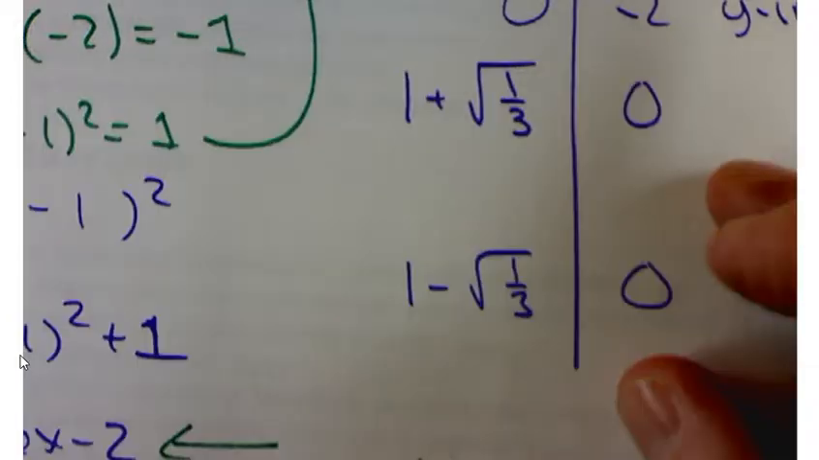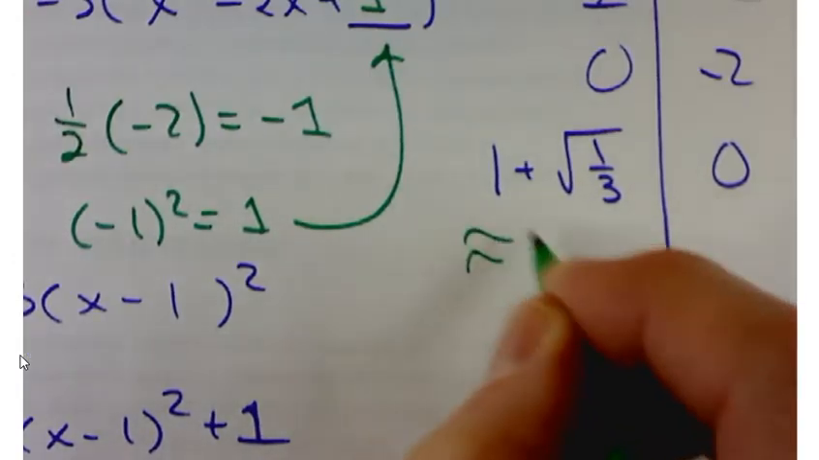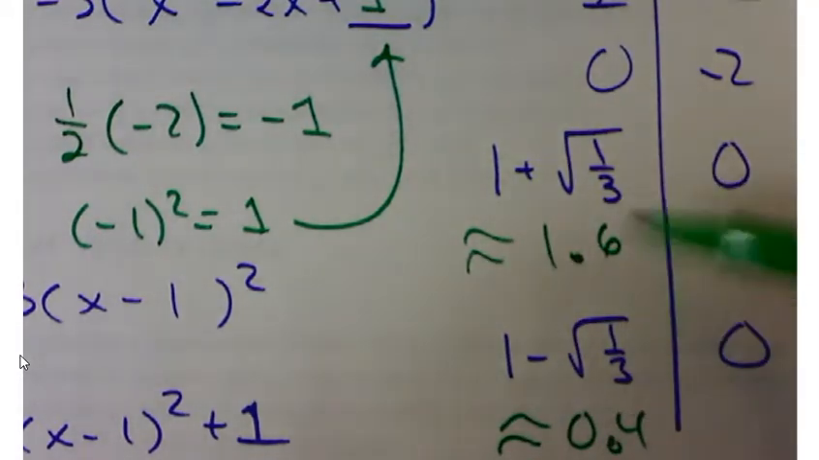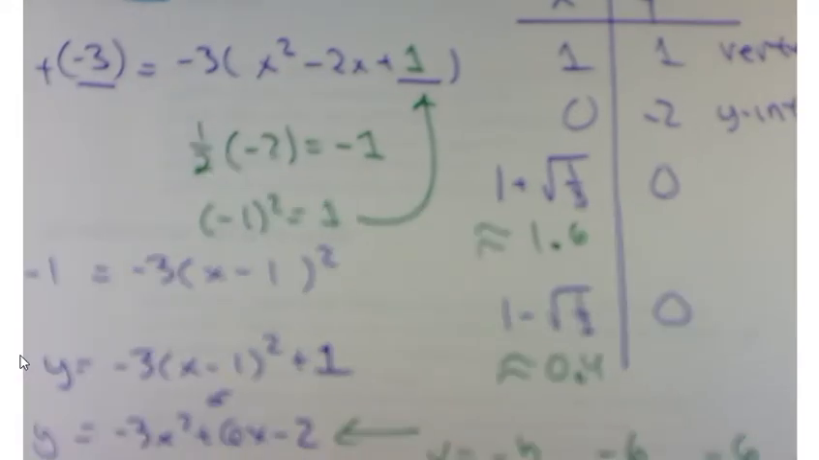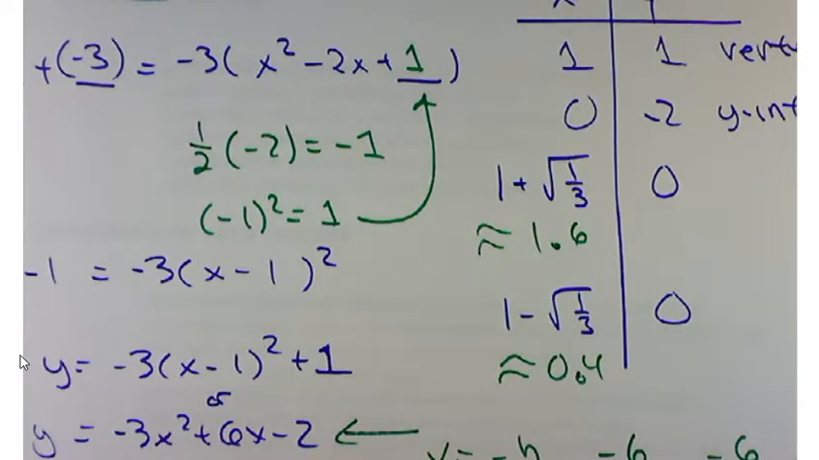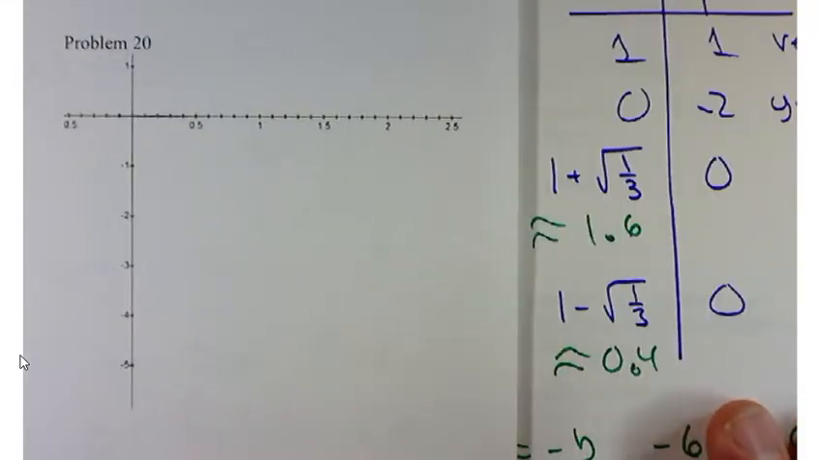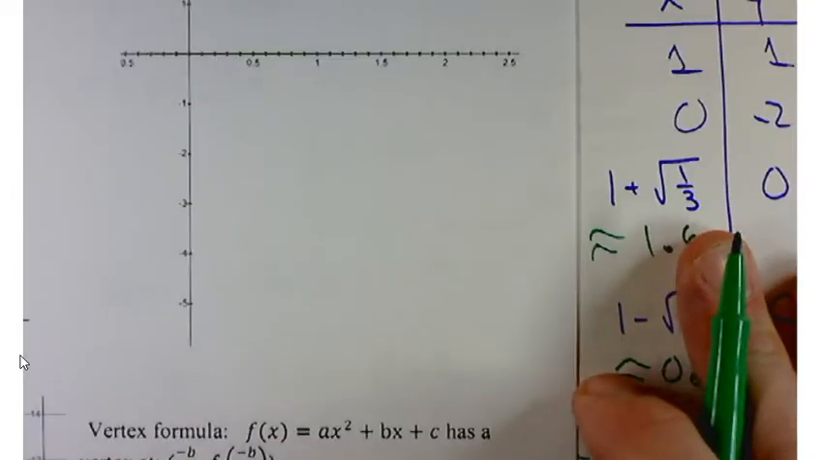So, a little while ago, I encouraged you to leave a little space here. About 1.6 and about 0.4. And that's because this is going to tell you where you're going to put this on your graph. So let's do that. Let's put it on our graph. We'll graph the easy points first.